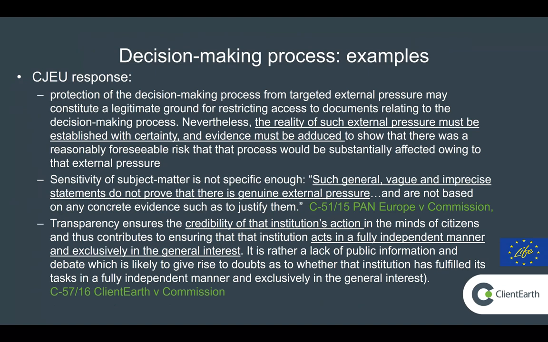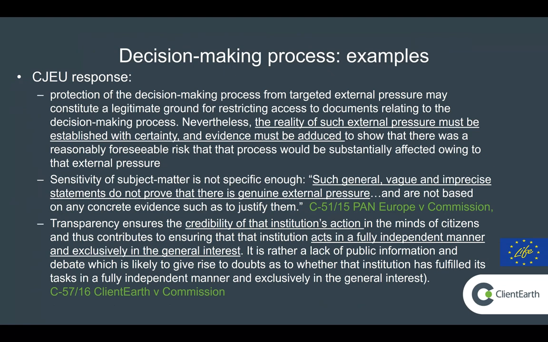They've said, in relation to the argument that because the subject matter is sensitive, the decision-making process would certainly be undermined by external pressure, the General Court has said such general, vague and imprecise statements do not prove that there is a genuine external pressure, and are not based on any concrete evidence such as to justify them. So that really shows that the court is looking for very specific arguments that relate to the situation at hand.